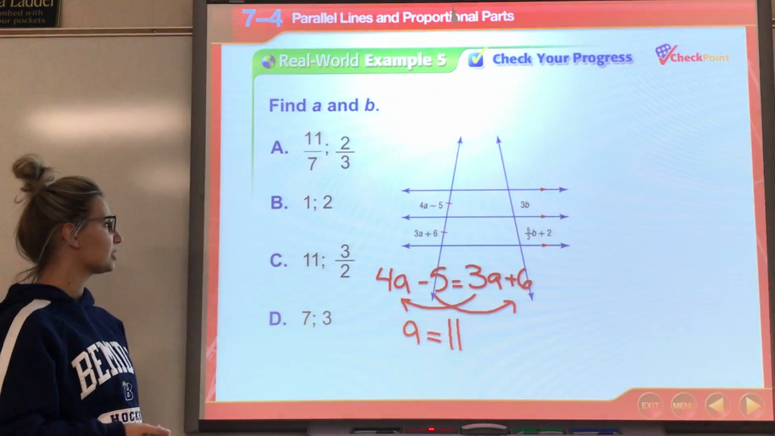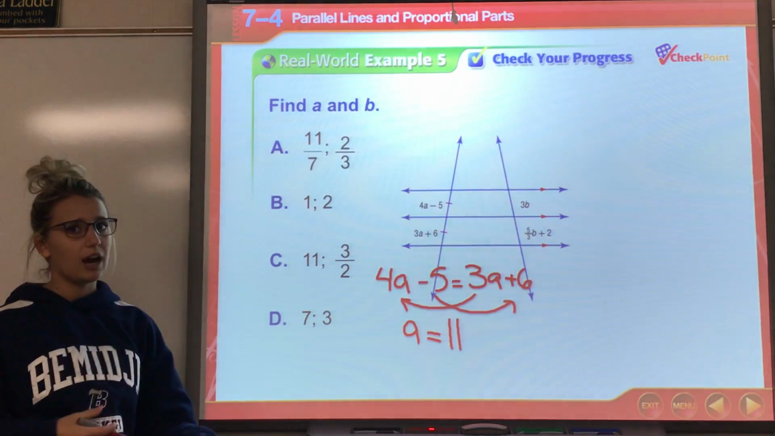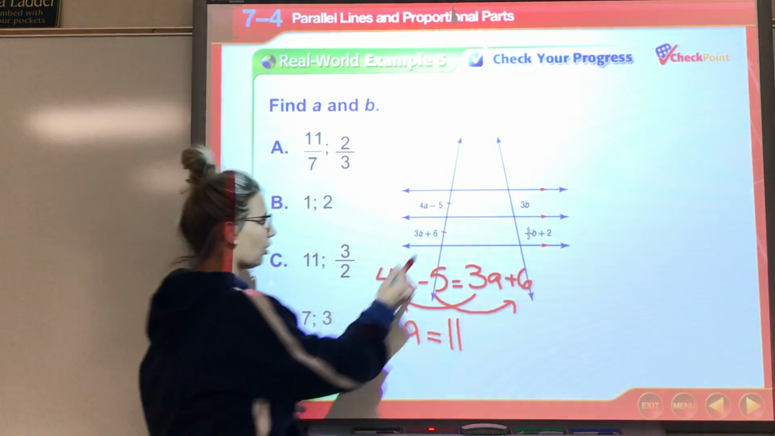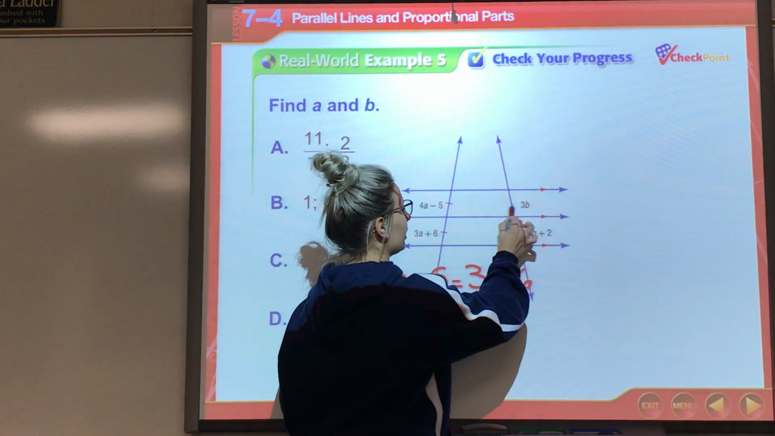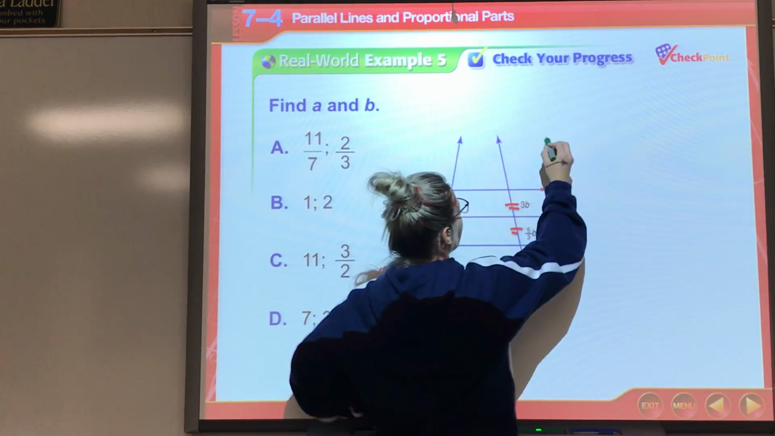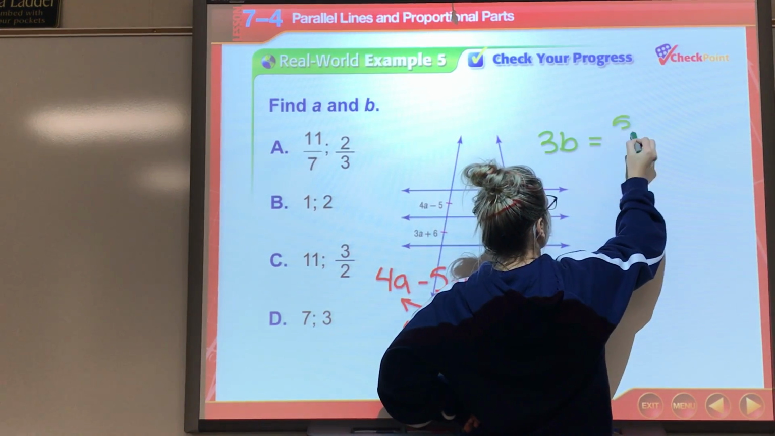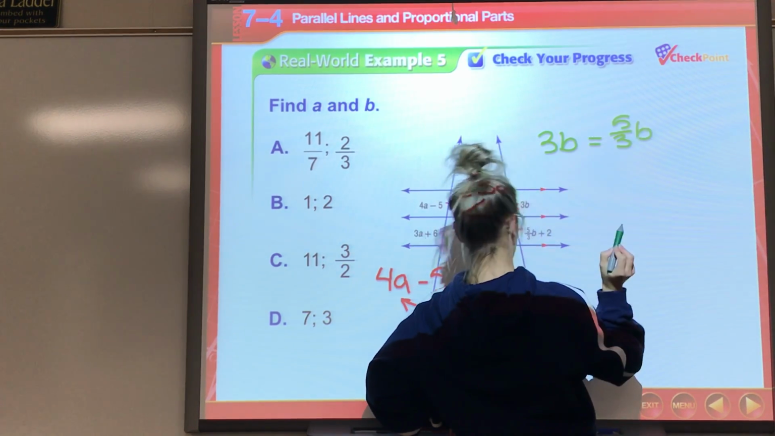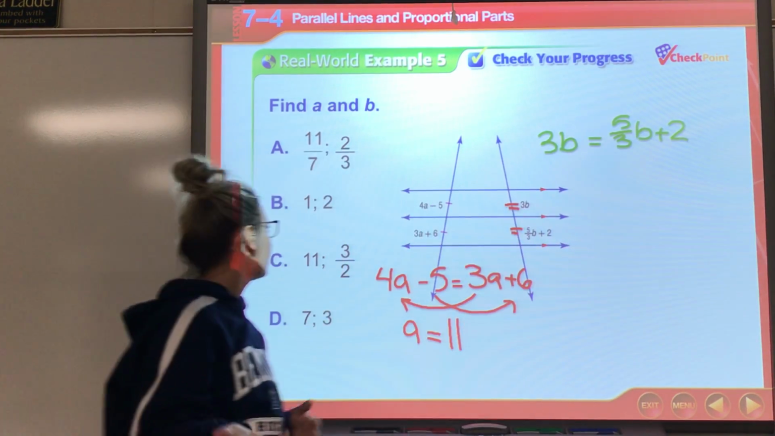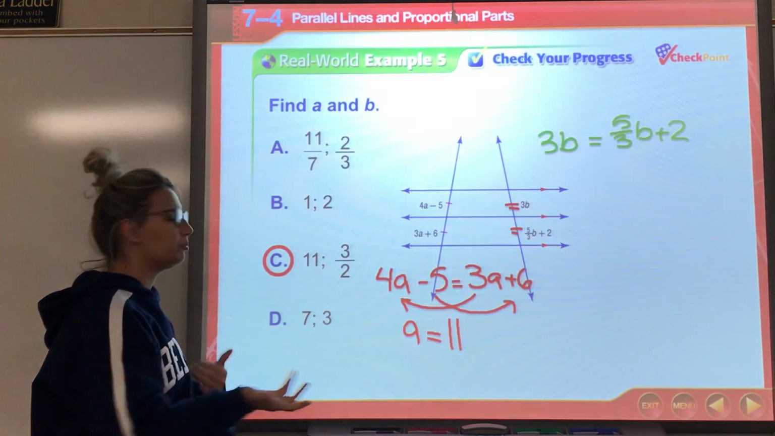Just looking at our options, we automatically know, well, C is the only option with 11, so that's going to be our answer. Over here on this side, we know that this segment is also congruent to that segment. So here we have 3b equals 5/3 b plus 2. And when we go ahead and solve that out, we're going to get 3/2. So our answer here is A equals 11 and B equals 3/2.